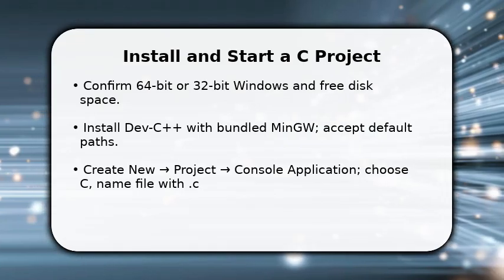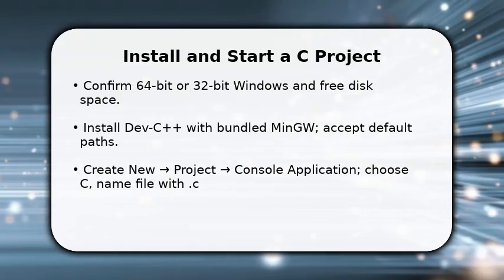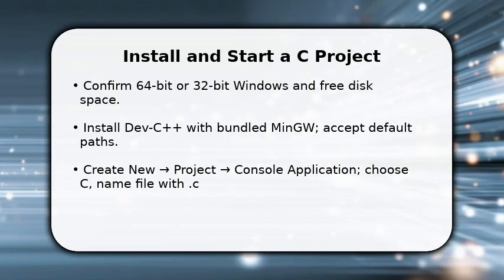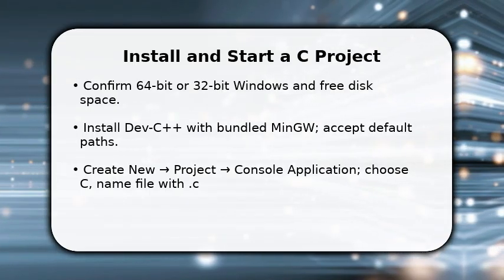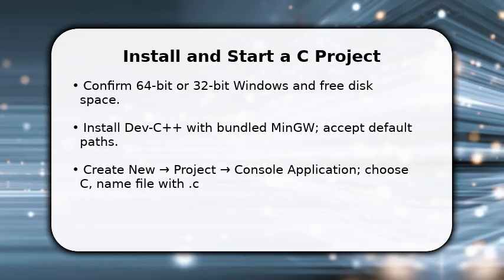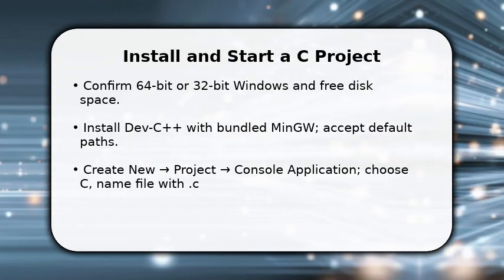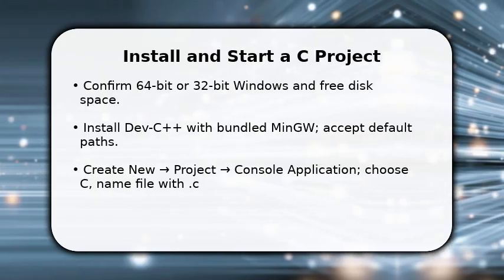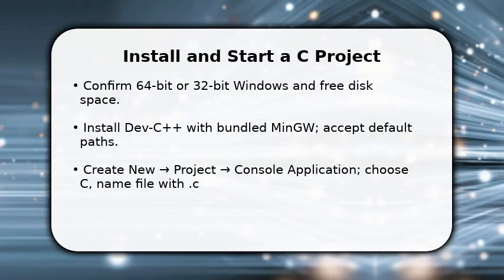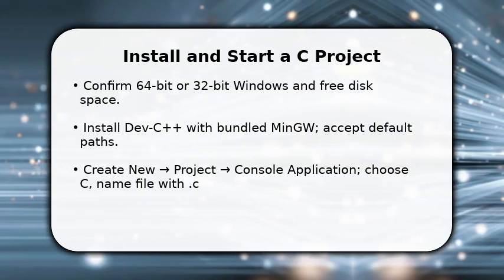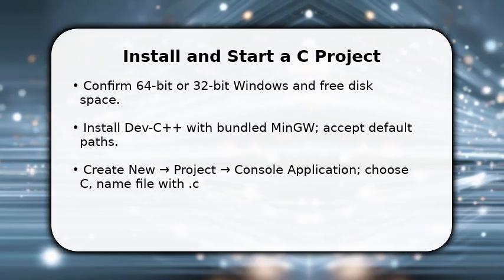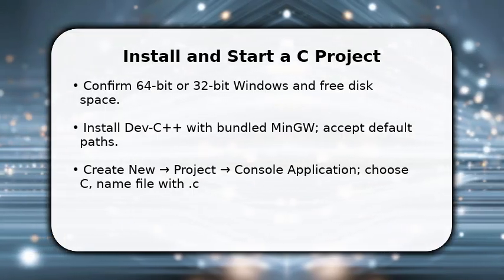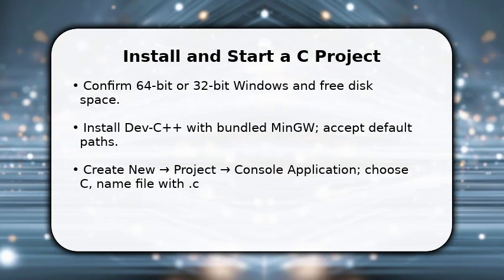Enjoy the video. You begin by getting Dev-C++ and its MinGW compiler installed so the toolchain works immediately. Once installed, open Dev-C++ and create a new console project, pick C as the language, and save the main file with a .c extension. Make sure the project folder is simple, no spaces or special characters, so include paths stay clean. Then add a new source file if needed, and set the active file. These steps let the IDE recognize and compile C code right away.